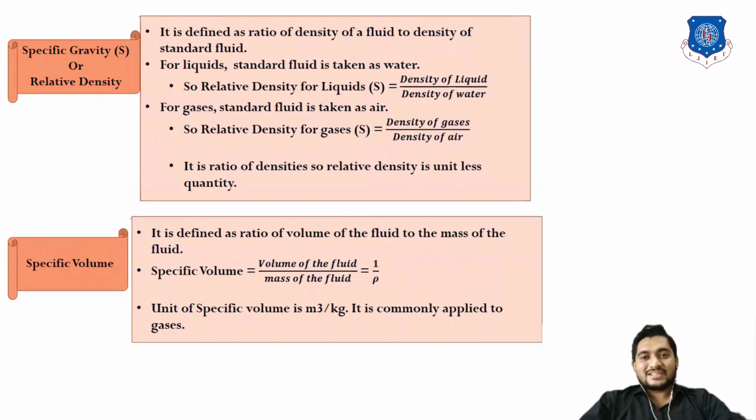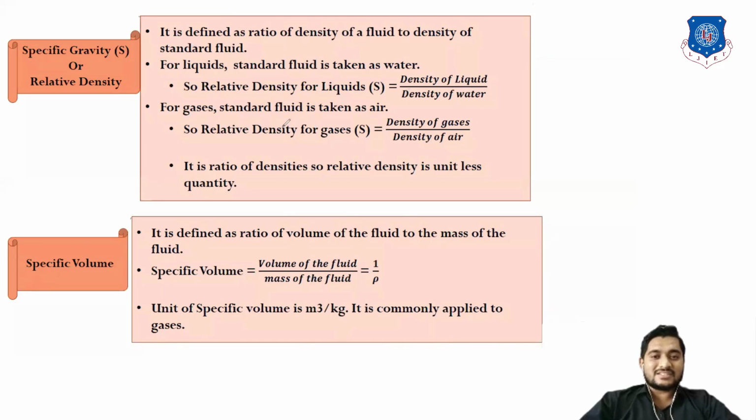Our next definition is relative density. The name itself suggests relative density or specific gravity. Relative density means the density of any liquid or gas divided by the density of a standard fluid. For liquids, the standard fluid is water, and for gases, the standard fluid is air. So here we consider relative density for liquid: small s is equal to density of a liquid divided by density of water.